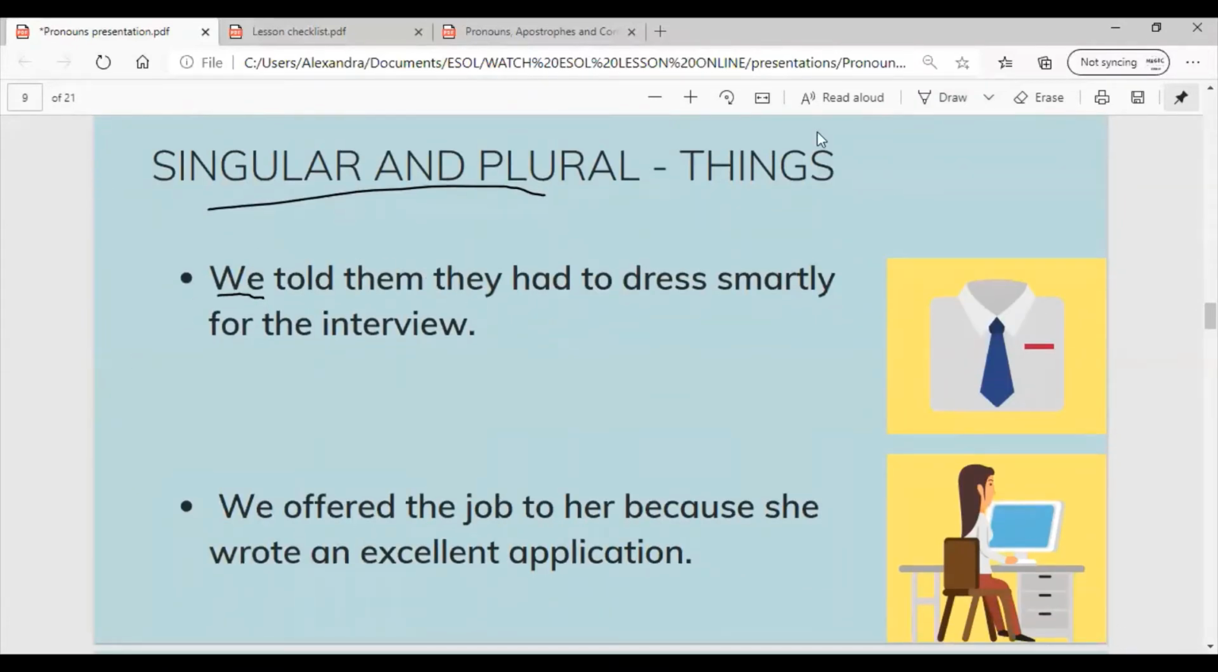We told them they, and so is they. So this is a group of people talking about another group of people. We told them they had to dress smartly for the interview. So you can see how these are plural pronouns. Now we've got, we offered the job to her because she wrote an excellent application. Okay, so we know this is a group of people like we just looked at. We offered the job to her. Now her, like before, is a singular pronoun, so it's just about one person and it's a gendered term. So we offered the job to her because she, and she is our other pronoun. So we, her, and she.